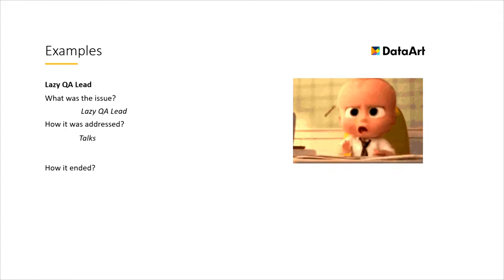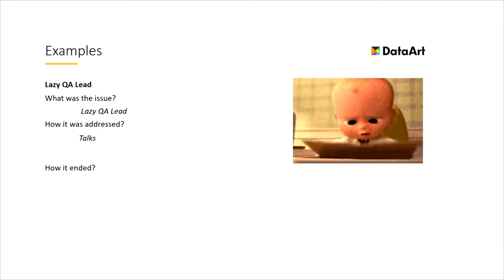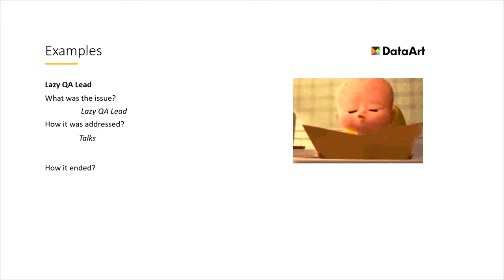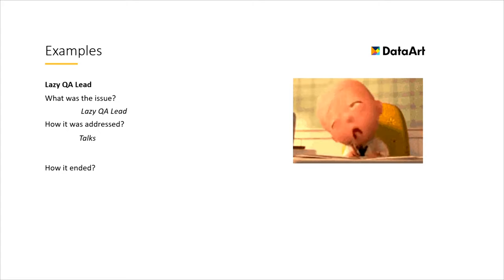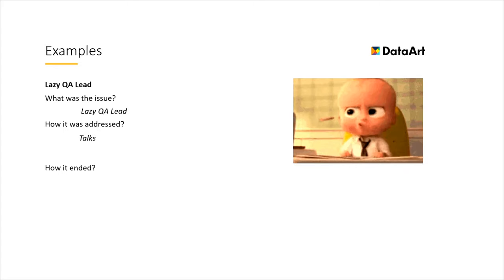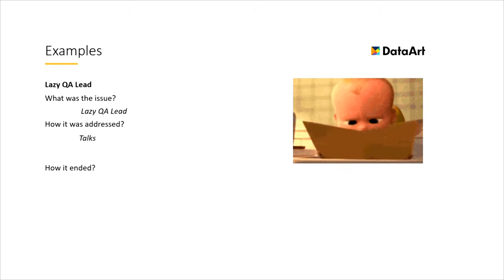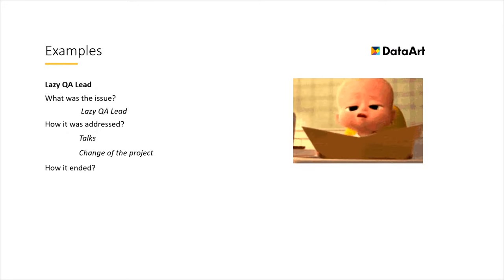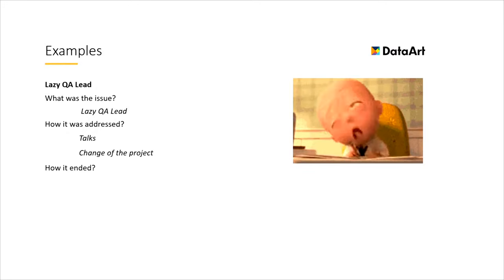So how was it addressed by the team? First of all, we started by talking to him, that maybe he would start to do it, or maybe we could add another person, or he could lead another project and give us a normal QA. So we started with the talks. Something changed for a week, then it came back to the normal thing, and it ended with him changing the project because he was forced to.